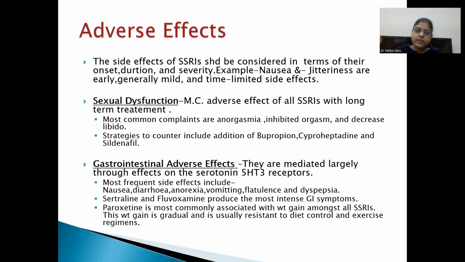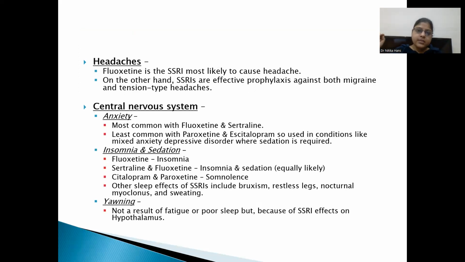Gastrointestinal adverse effects like nausea, vomiting, flatulence, and dyspepsia can occur. The most intense GI symptoms are produced by sertraline and fluvoxamine. Paroxetine can cause weight gain. Headaches can be caused; fluoxetine is likely to cause headache. In the central nervous system, they can cause insomnia, sedation, and yawning. Anxiety is caused by fluoxetine and sertraline, and is least common with paroxetine and escitalopram. Sertraline and fluoxetine can cause insomnia. Citalopram and paroxetine can cause some somnolence.